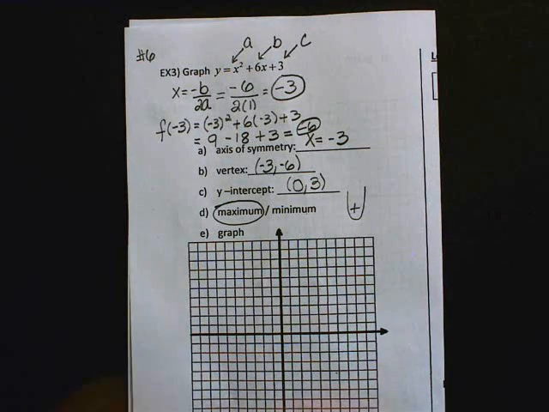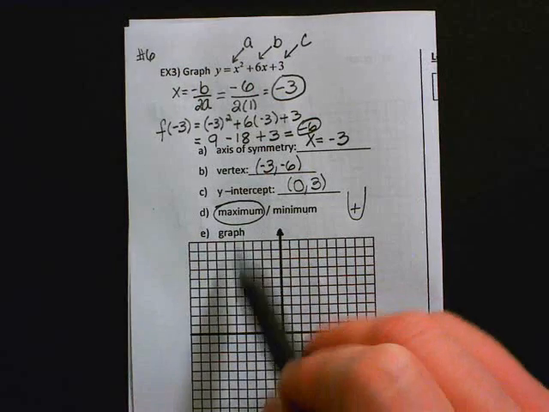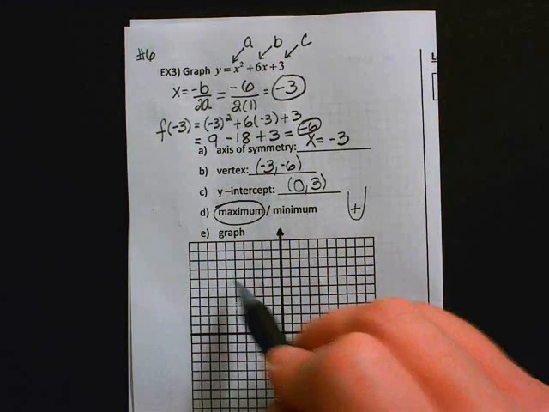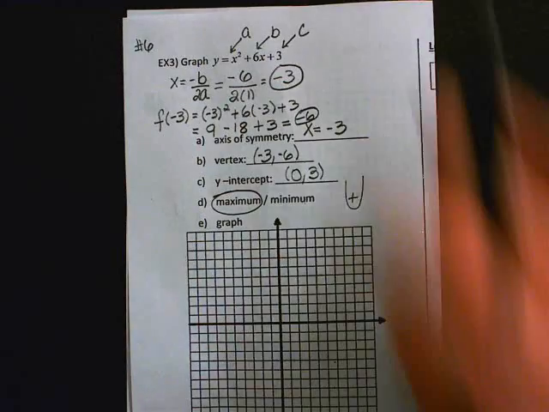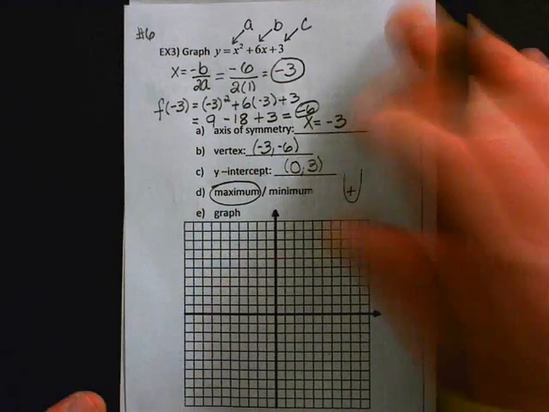I thought I forgot to circle the answer for the previous example. That's what I was checking. Alright, let's continue doing the graph. Okay, now I have all the information that I need.